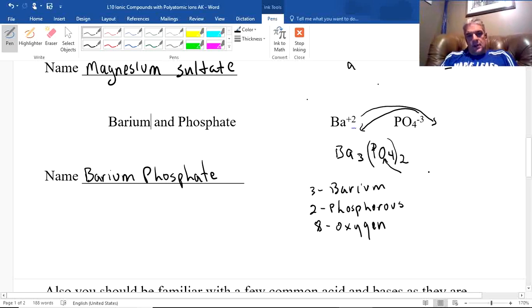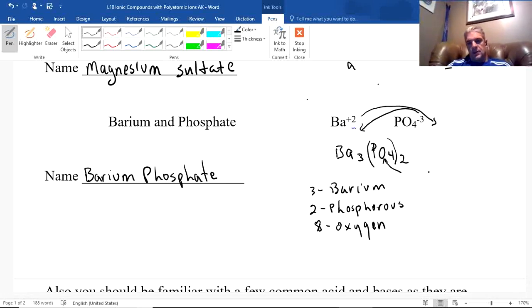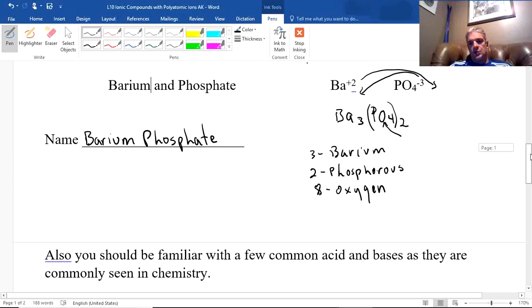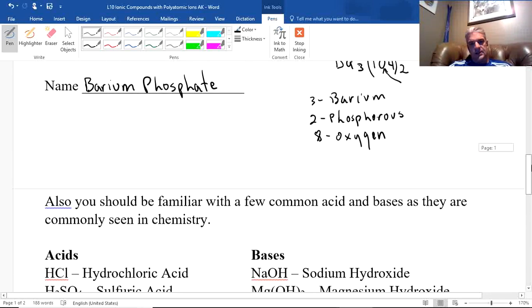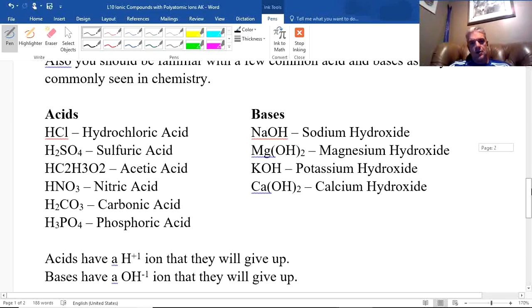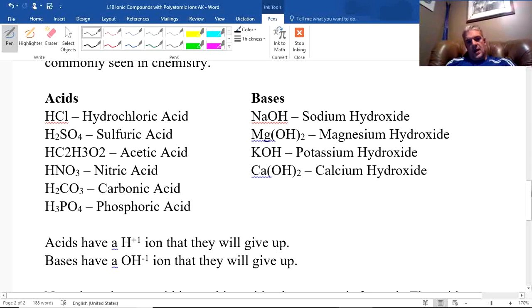Now, this is all part of some science I hope you've taken in the past, and so you may have learned a little bit about something called acids and bases. So I'm going to do just a really quick review of this that you should have known. There are some really common acids and bases that you may have seen: hydrochloric acid, HCl, sulfuric acid, H2SO4, acetic acid, which has a big long chemical formula.